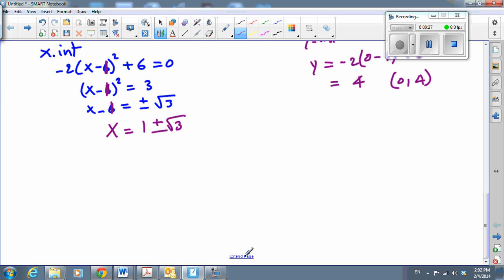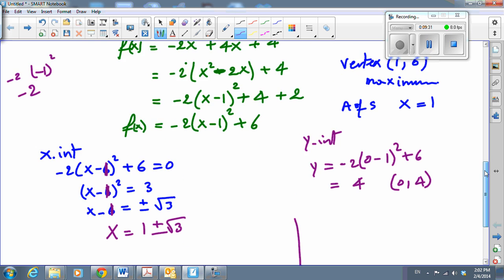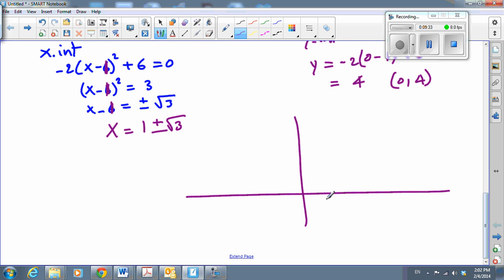From here, you can graph it. To graph it, I start with my vertex. The vertex is at 1, 6. 1, I assume this is 6. My y-intercept is at 0, 4. So if this is 6, this is 3. 4 will be somewhere here. So this is my y-intercept. Vertex here, y-intercept here. My x-intercepts are 1 plus square root of 3, 1 minus square root of 3.